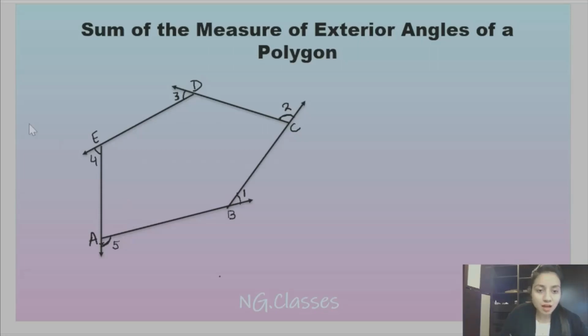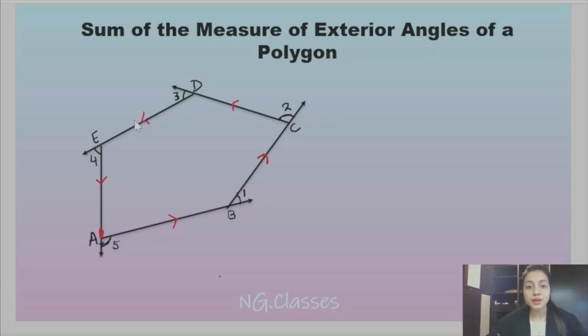Now suppose I start moving from point A along this polygon. From point A I have taken a turn of angle 5 and then moved along AB. Now from B I have taken a turn and moved along BC. Similarly I move along CD, then DE, and then EA, and at last I am again on point A.